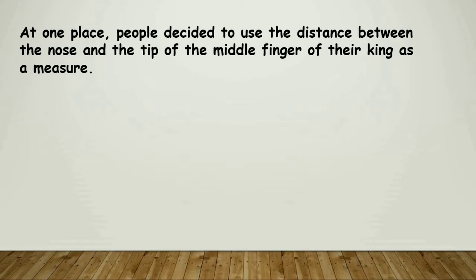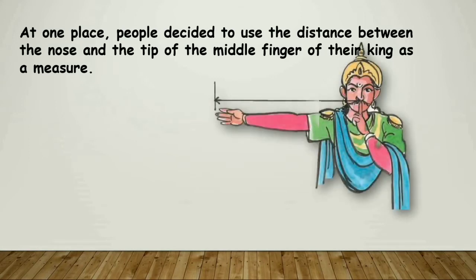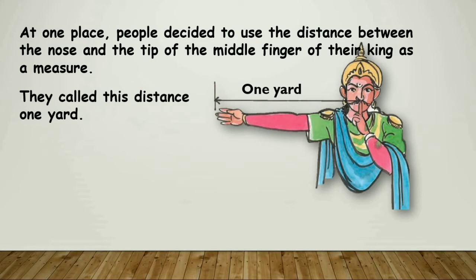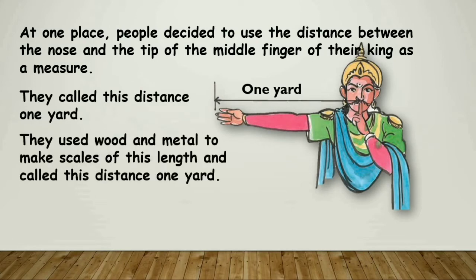At one place, people decided to use the distance between the nose and the tip of the middle finger of their king as a measure. You can see the picture, from the nose to the tip of the middle finger, and this can be taken as 1 yard. They used wood or metal to make scales of this length and called this distance 1 yard. In Telugu it is called 1 gajamu.